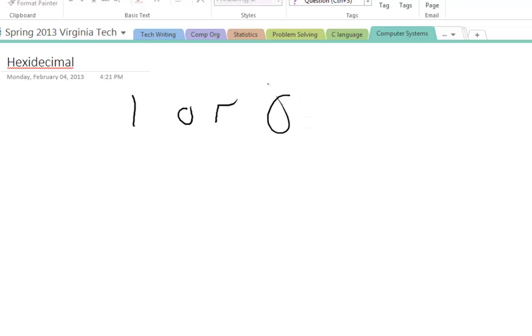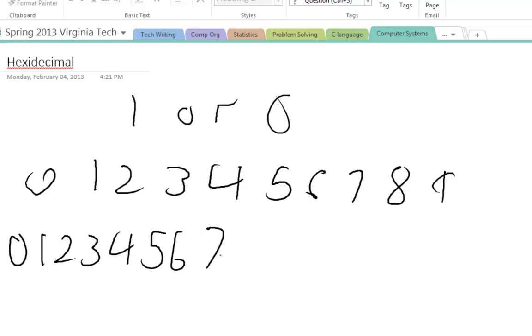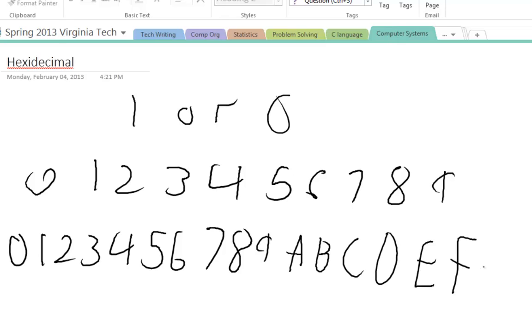The decimal system is zeros, ones, twos, threes, fours, fives, six, sevens, eights, 9, and that's it. The hexadecimal has an ability for 16 different inputs. It has 0, 1, 2, 3, 4, 5, 6, 7, 8, 9, A, B, C, D, E, and F. So don't get shocked because we have letters now.